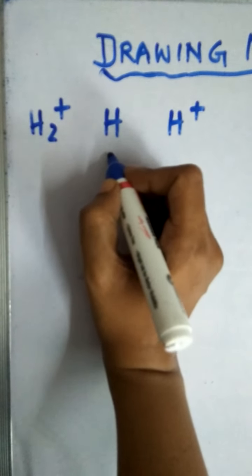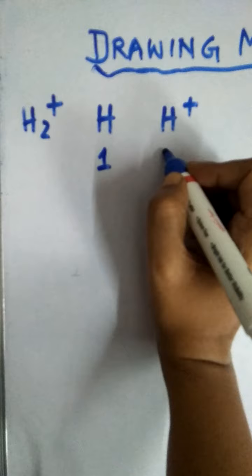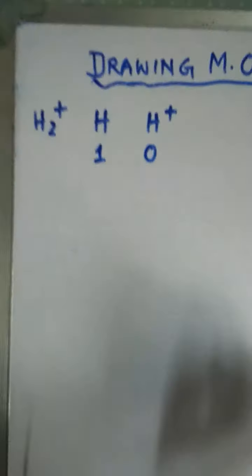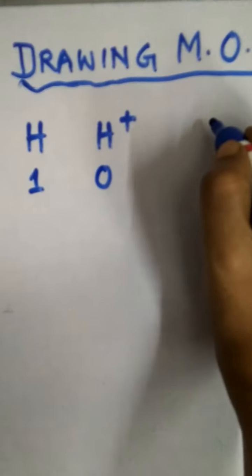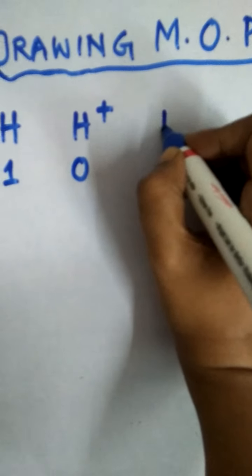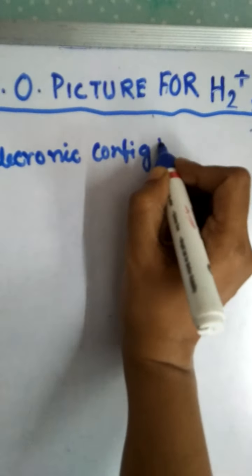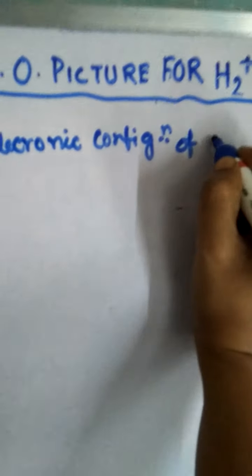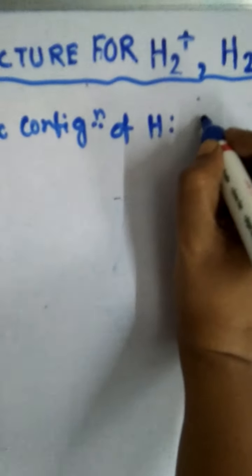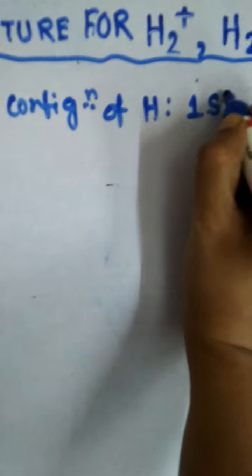In hydrogen, you know you have one electron, and in H plus there will be no electron, so it will be 0. So we have to write the electronic configuration of hydrogen. Electronic configuration of hydrogen is 1s1. Now we will draw the MO picture for H2 plus.